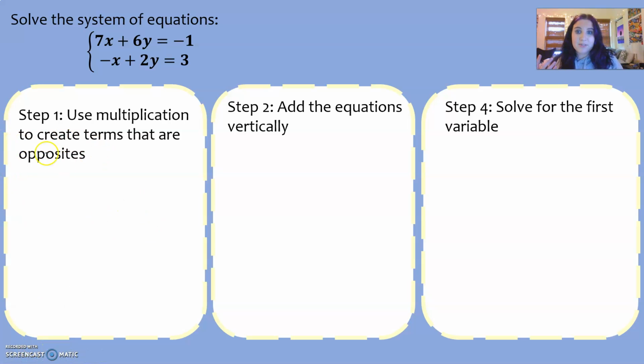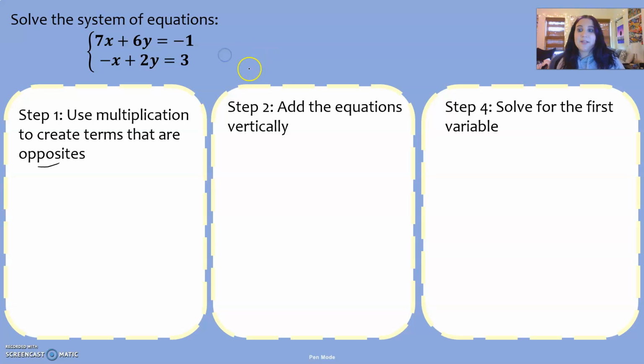So opposite terms are like -5 and +5 because that equals 0. -4, +4, that equals 0. Or like 2x and -2x because that equals 0. So that's our goal with elimination in a systems of equations.